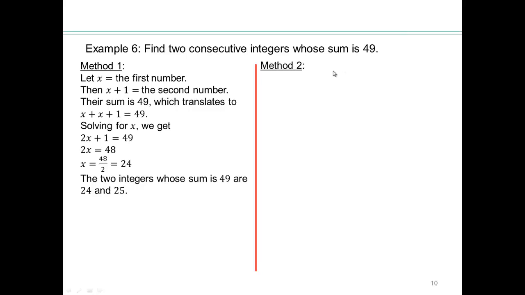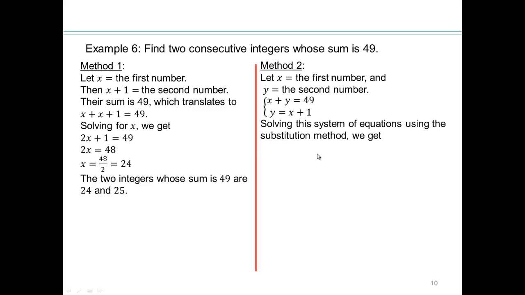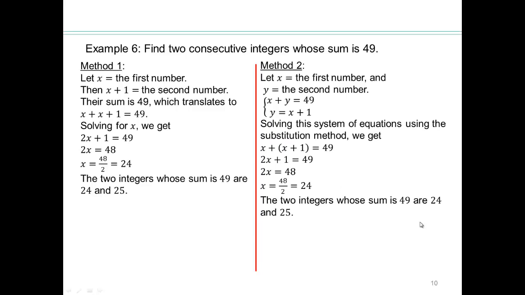In the second method, we say x is the first number, y is the second number. Their addition has to be 49, and the second number is 1 more than the previous number. So now you have a system of equations, and you can use substitution method or any other method and solve for x. And again, you get the same answers. So you can choose what method comes to you naturally. That's what you'll retain the most.